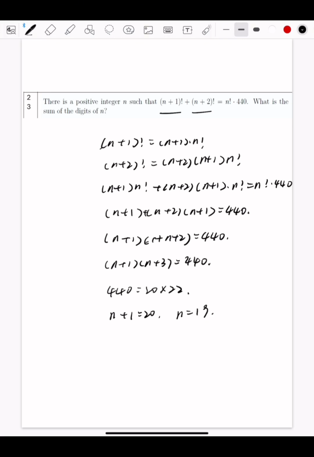And the problem needs us to find the sum of the digits of n. So for n is 19, the sum of the digits is 1 plus 9 equals 10. So the answer is 10.